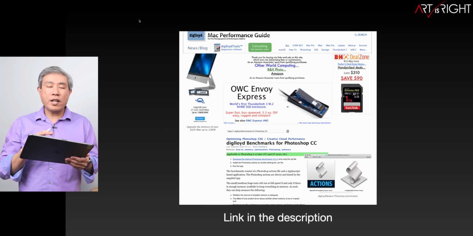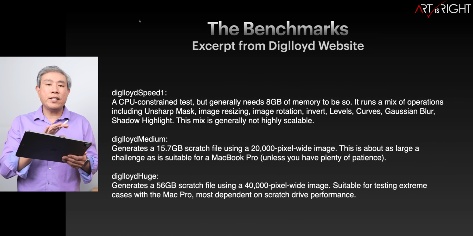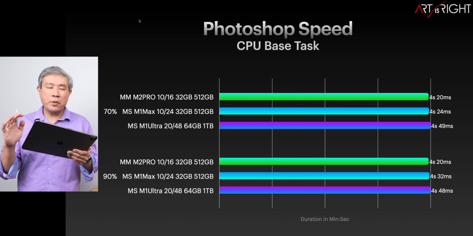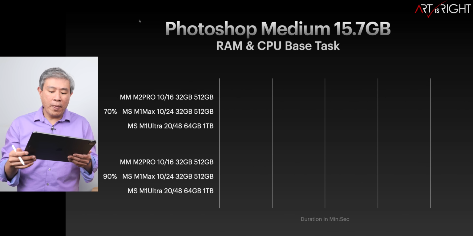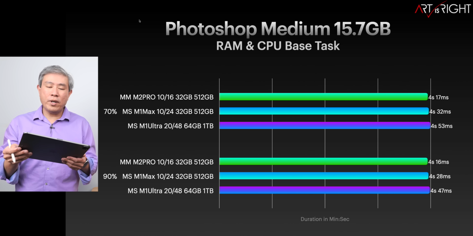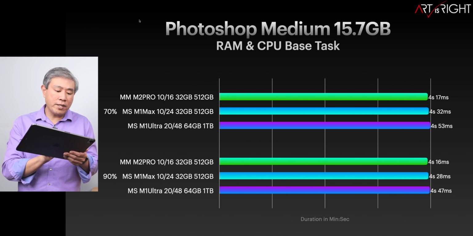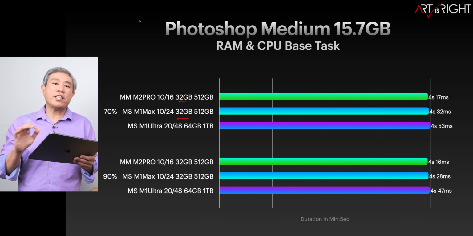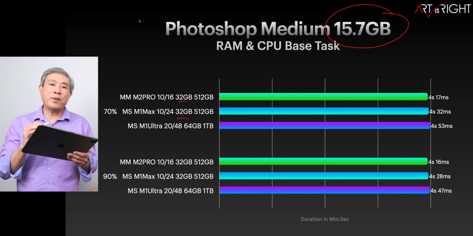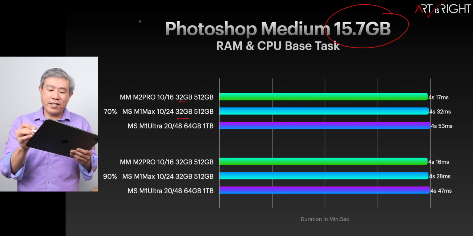Between these two machines, I'm running Digital Lloyd chamber tests, and these are the 3 tests that I am running. So starting with Photoshop speed, the timings for the most part are pretty much just about the same. You're not really seeing that much variation whatsoever. So speed is good to go. Now, when it comes to these machines running on a Photoshop medium with a 15.7 gigabyte file, because all of these have 32 gigabytes of memory at the minimum, this is only half the memory, so the machines are running just fine. So there's no variation in time.